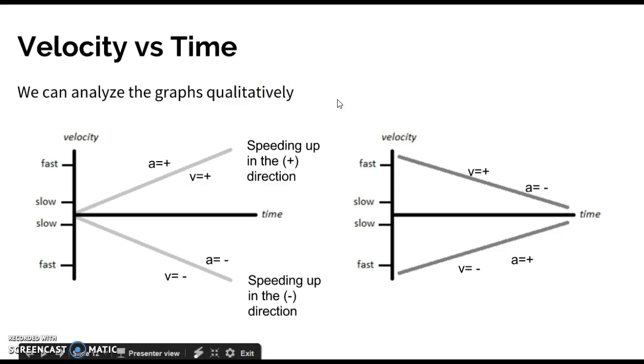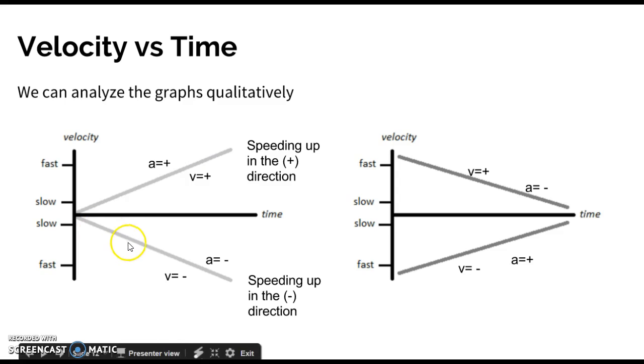So we can analyze these graphs qualitatively, right? Qualitative means without numbers. Here on my y-axis for the velocity, I just have going from slow to fast, and that's also in the negative direction, basically going from slow speed to fast speed. So for this object, we have our velocity versus time graph having a positive constant slope. As you see, it's going from a slow velocity to a faster and faster velocity. So we're speeding up, and since the slope is constant and it's a positive value, we have a constant positive acceleration.